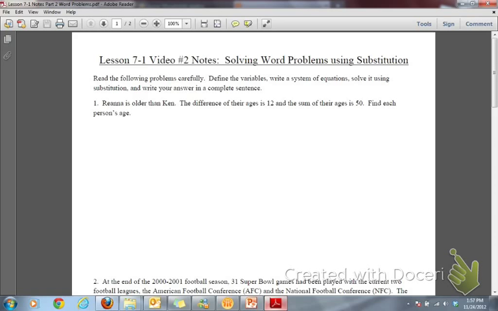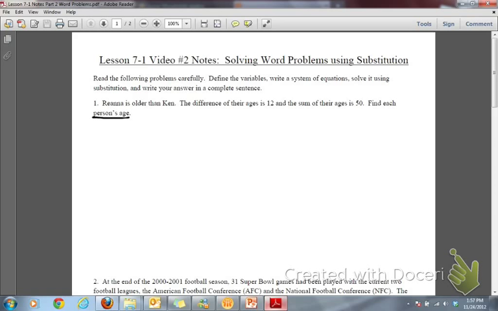Rihanna is older than Ken. The difference of their ages is 12 and the sum of their ages is 50. Find each person's age. Alright, so remember when you're defining your variables, you are asking yourself what you're looking for. That's sometimes in the question part of the problem, or the last sentence, or you're just asking yourself, what do you not know? And we don't know how old each person is. That's also what it wants us to find. It said find each person's age. So that is what we're looking for.